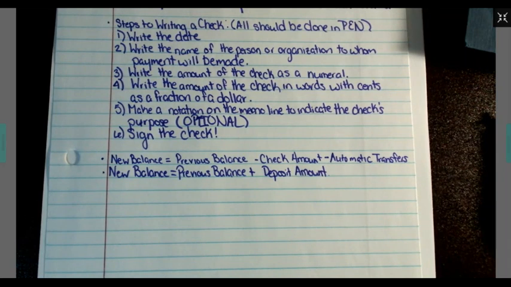You have two vocabulary words that you were given on the previous slide. They were check register. That's a record of checking account deposits, withdrawals, and electronic transfers. The next one is balance, the amount of money you have in an account. Let's go ahead and take a look at the example for this lesson.